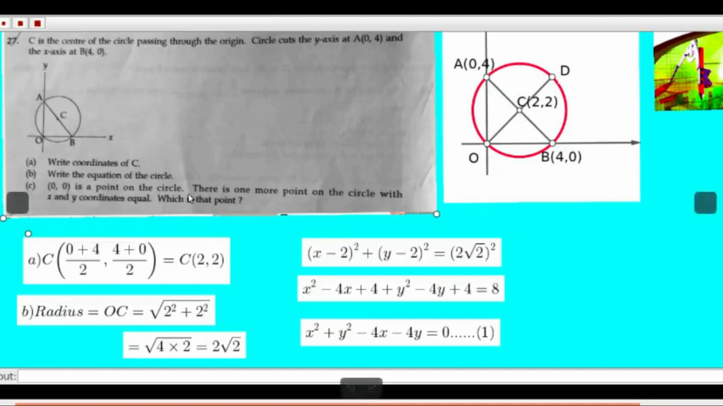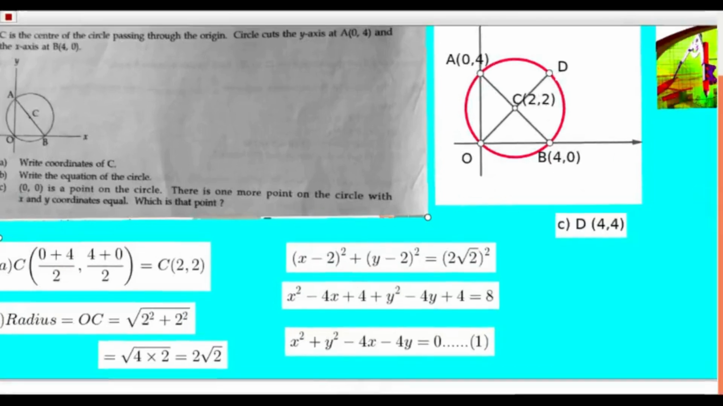(0, 0) is a point on the circle. There is one more point on the circle whose x and y coordinates are equal. Now consider this line. In this line, both x and y coordinates are equal. The coordinate of origin is (0, 0), coordinate of C is (2, 2). C is the midpoint of O and D. The coordinate of O is (0, 0), so the coordinate of D is double of (2, 2), that is (4, 4). Answer is (4, 4).